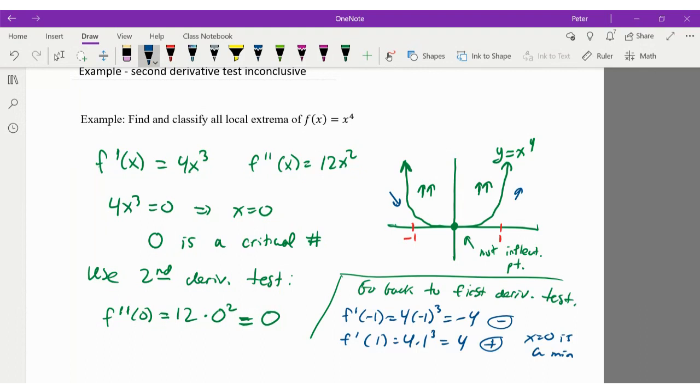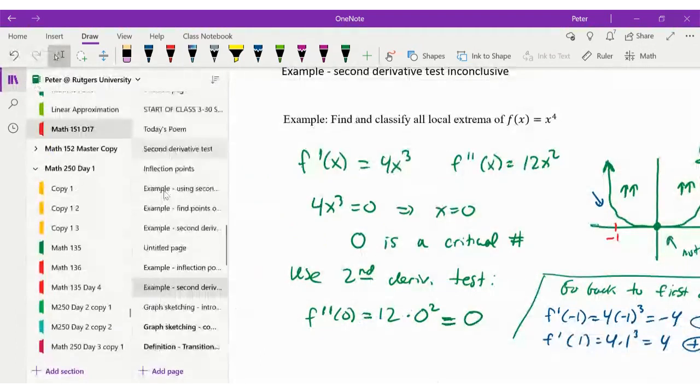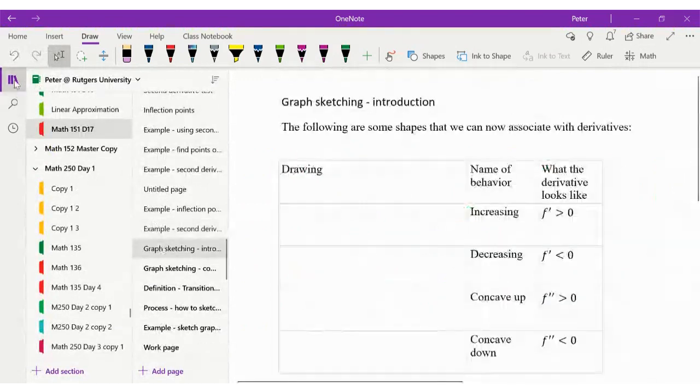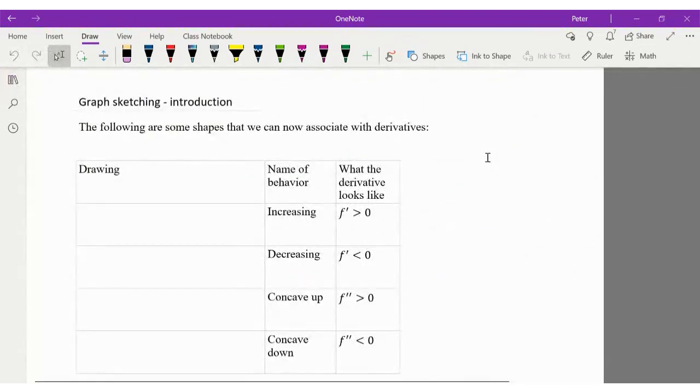All right, so now let me get to the next topic. What we're talking about is graph sketching. This is going on to section 4.6.